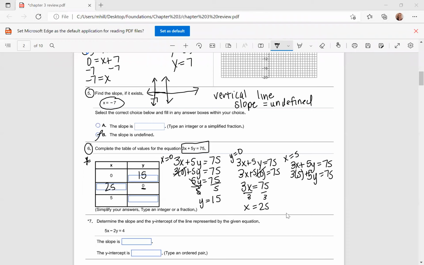Okay, so I'm getting one response. This is going to be 15. So 3 times 5 is 15 plus 5y is equal to 75. We're going to subtract 15 from both sides of our equal sign. So 5y is equal to 75 minus 15, which is 60.